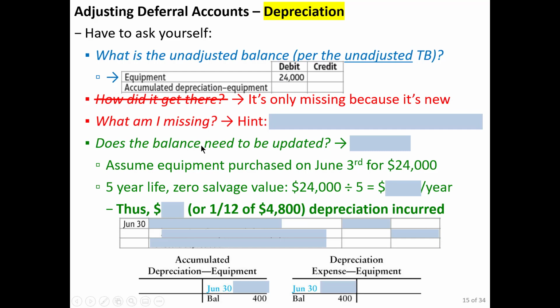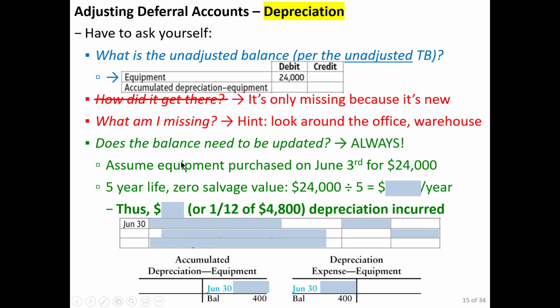So the question then comes down to, what am I missing? Well, look around the office or the warehouse. If you're sitting in a chair or using a desk, that's office equipment, and it probably needs to be depreciated. If you're using computer equipment, that needs to be depreciated. If you own property, any type of property, it probably needs to be depreciated. Does a balance need to be updated? Always.